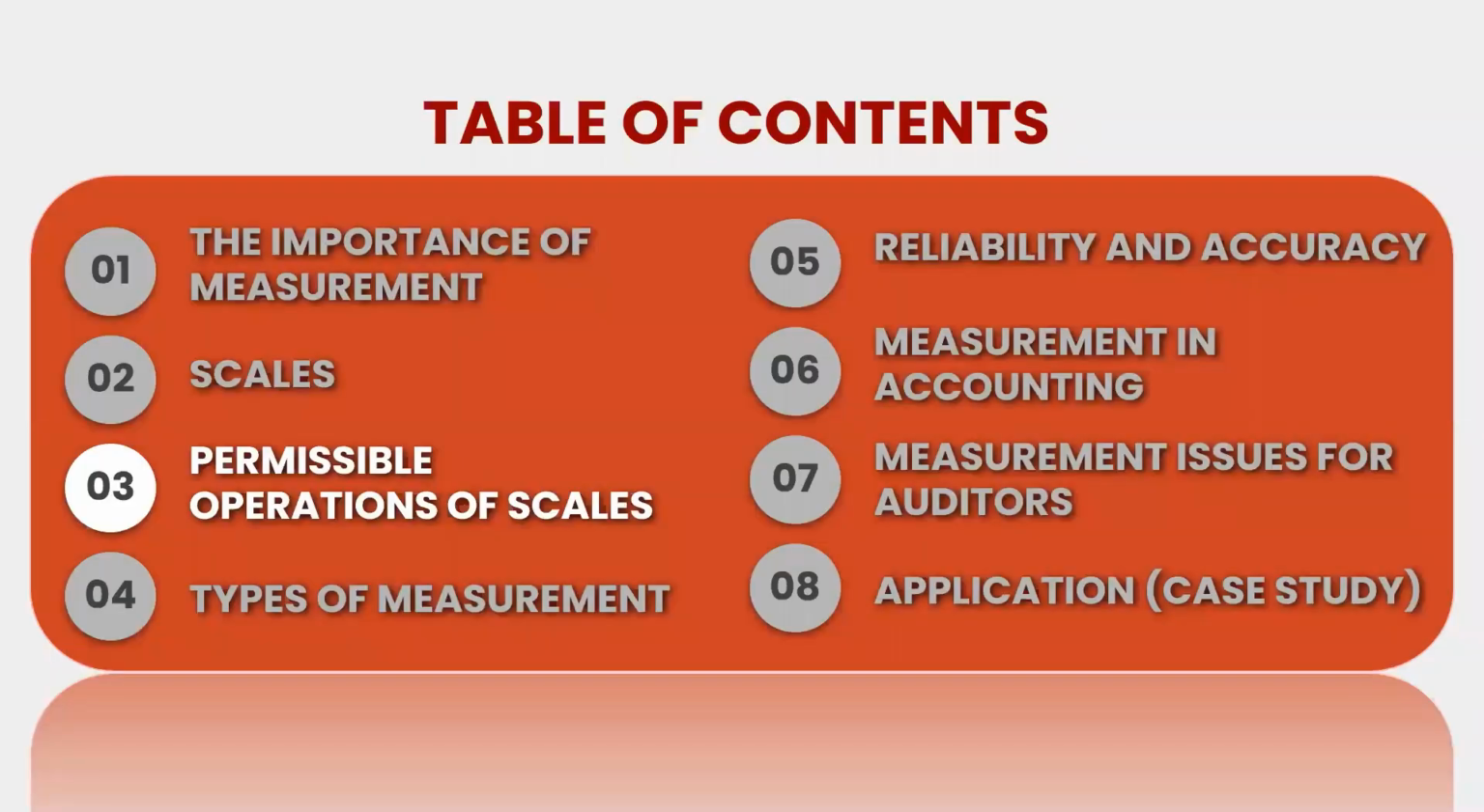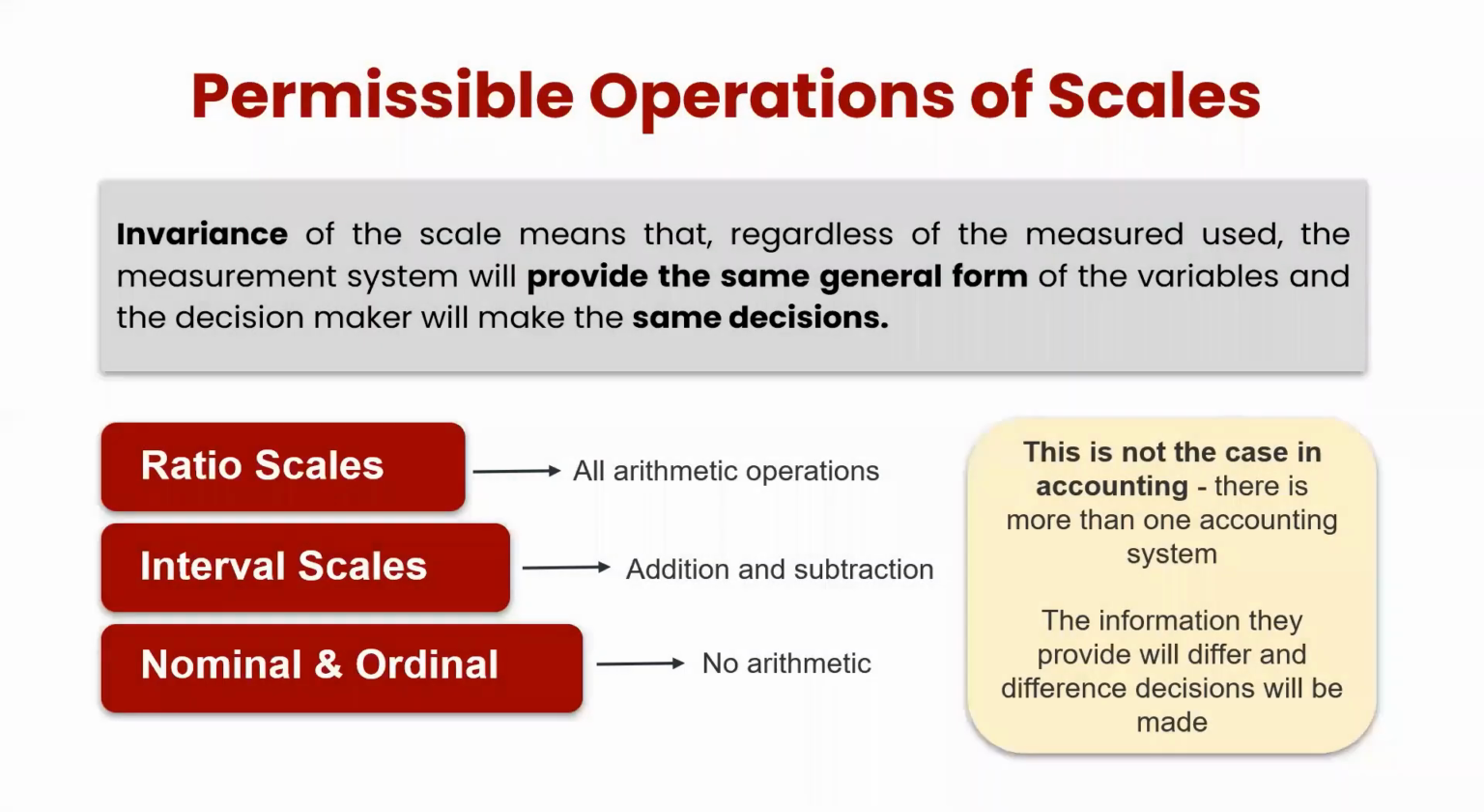The next topic is about permissible operations of scale. With ordinal and nominal scales, none of the arithmetic operations can be used. We cannot add, subtract, multiply, or divide the numbers because in nominal scale, a number is just a label, and ordinal scales convey limited information.